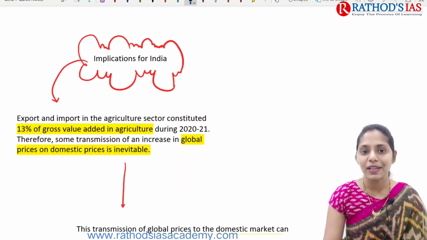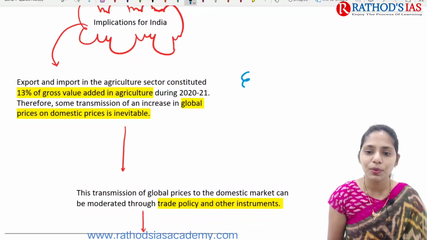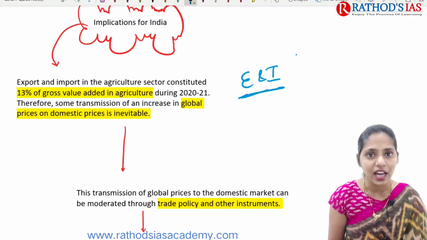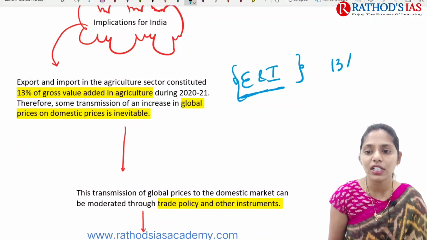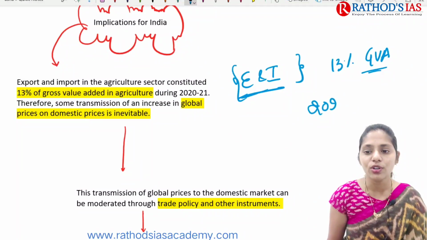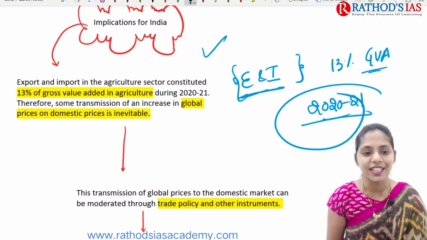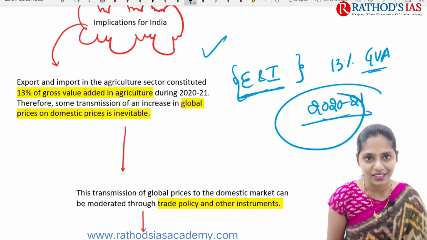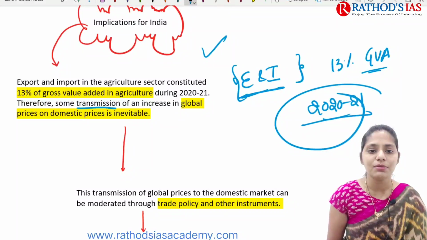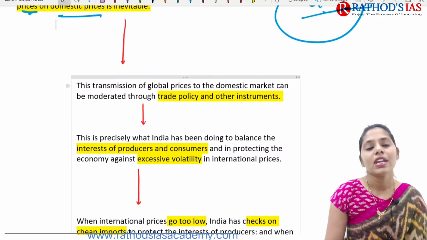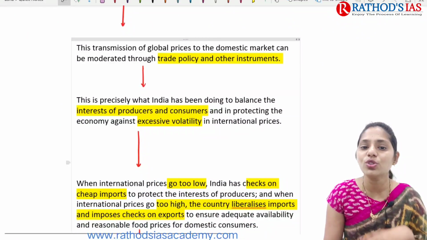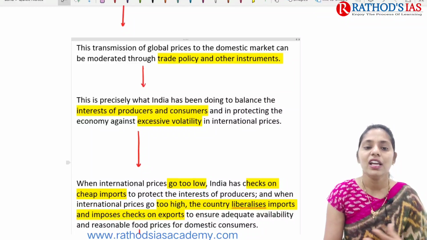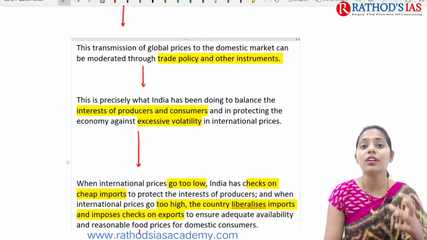So if you are talking about implications for India, export and import of the agriculture sector mainly constitute about 30% of our gross value added in agriculture, according to data of 2020 to 2024. So an increase in global prices on domestic prices is inevitable. Some transmission of the increase in global prices to domestic prices is inevitable. And next, the transmission of global prices to the domestic market can be mainly moderated by trade policy.